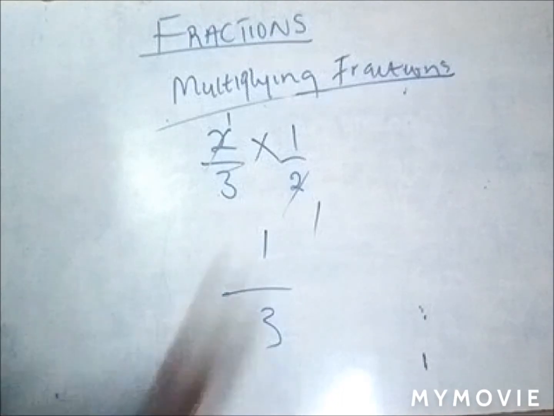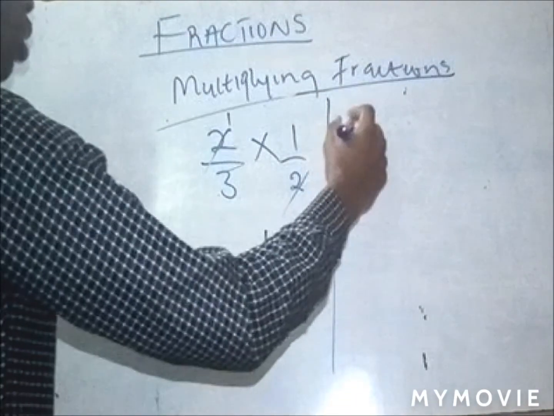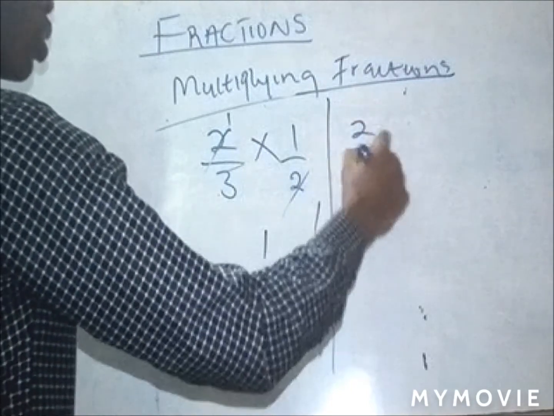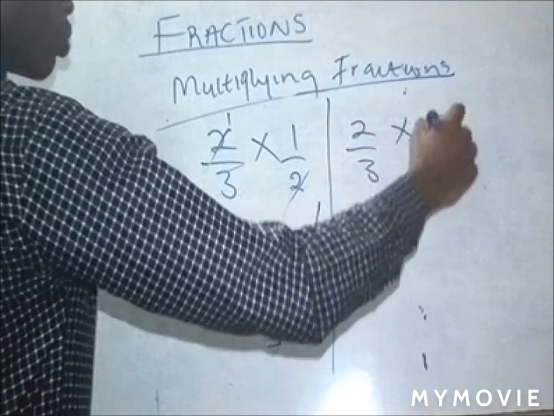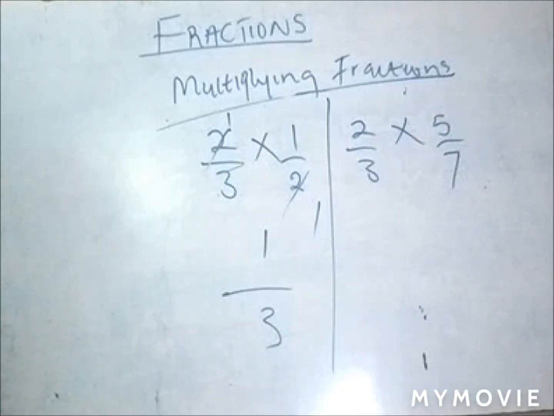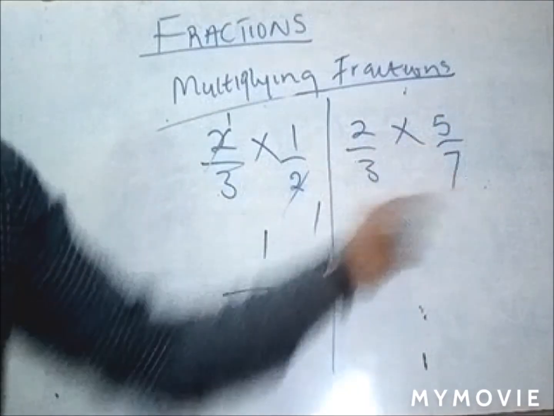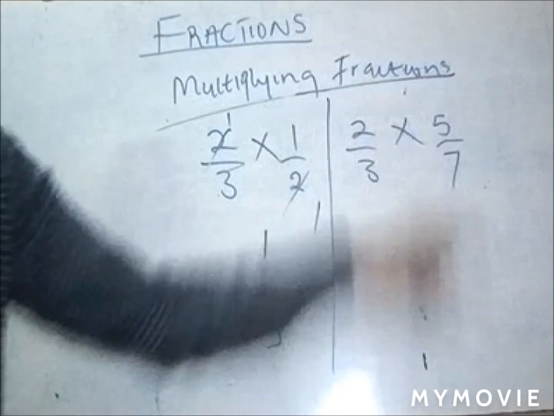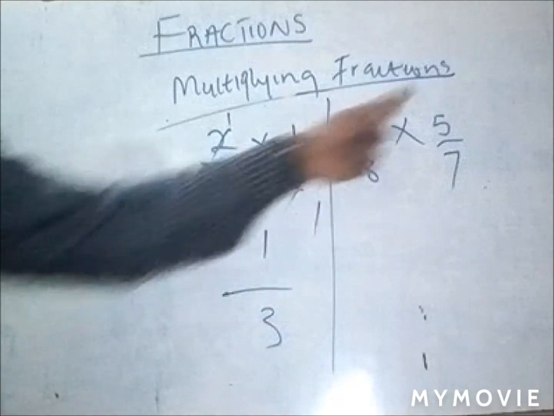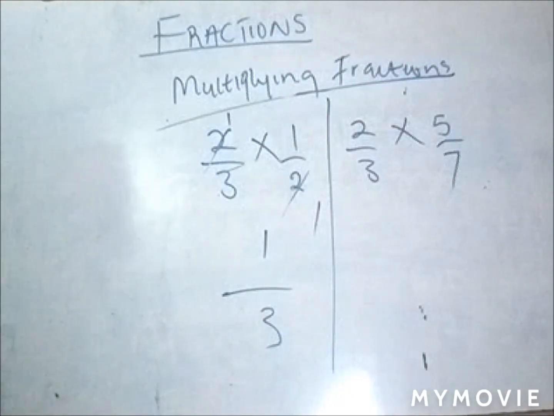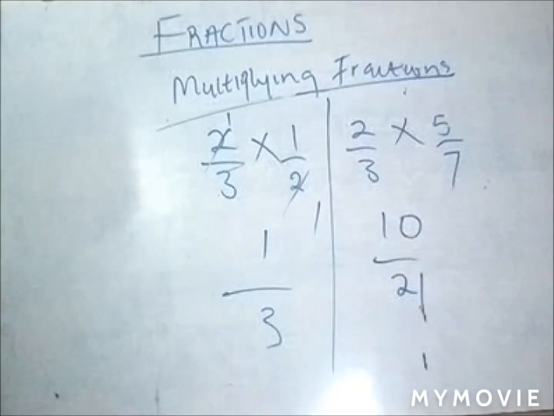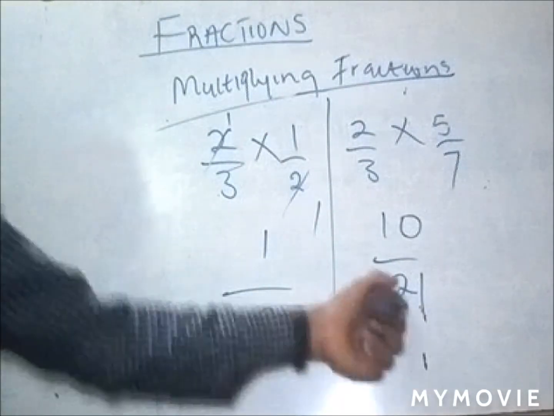But sometimes you don't have anything to cancel out. You could have, for example, 2 over 3 times 5 over 7. So you know that there's nothing to cancel out here. 2 cannot cancel 7 out, and 3 cannot cancel 5 out. So you just go ahead and multiply. You have 10 here, you have 21 here. So that is going to be the answer.